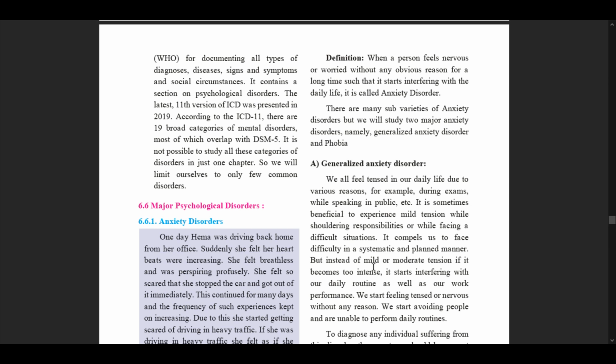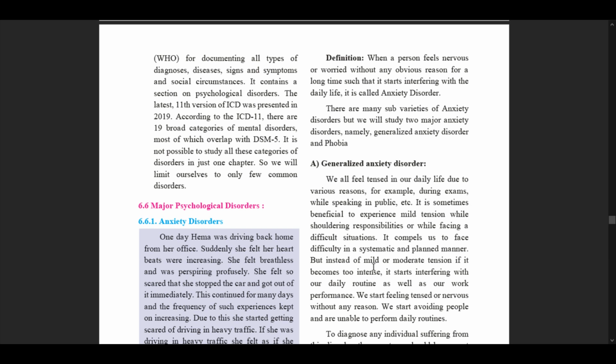We all feel tense in our daily life due to various reasons, for example, during exams, while speaking in public, etc. It is sometimes beneficial to experience mild tension while shouldering responsibilities or while facing a difficult situation. It compels us to face difficulty in a systematic and planned manner.